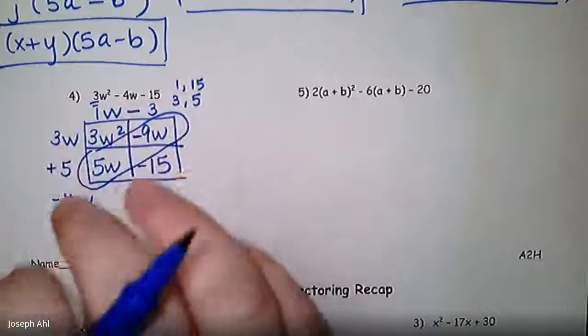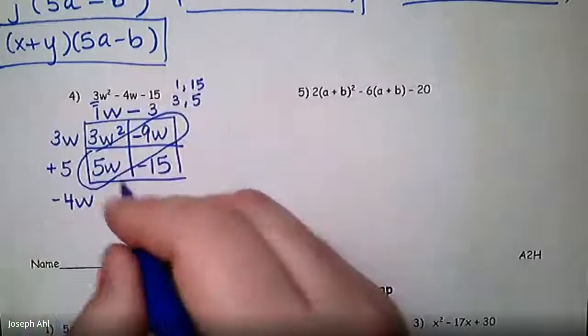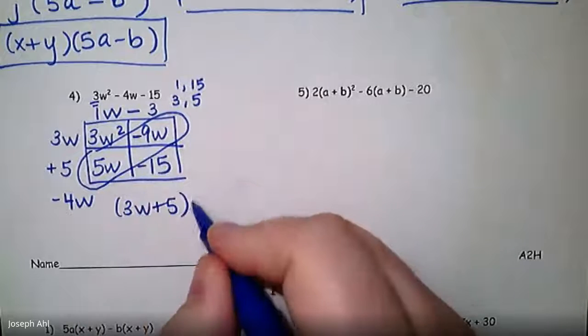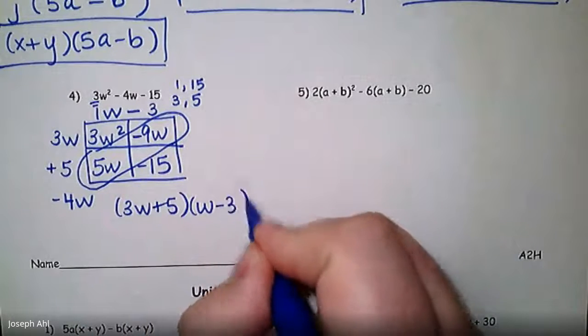So when all is said and done, the final answer after doing this box method practice would be 3w plus 5 times the quantity w minus 3.